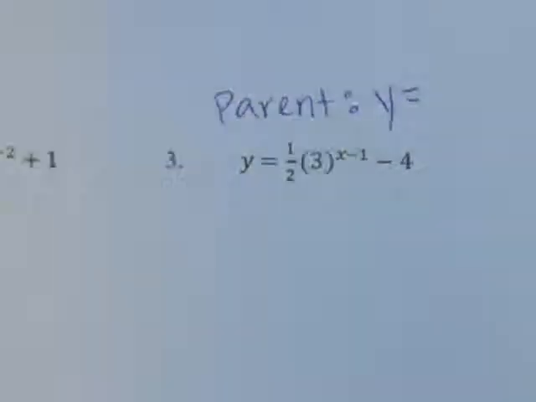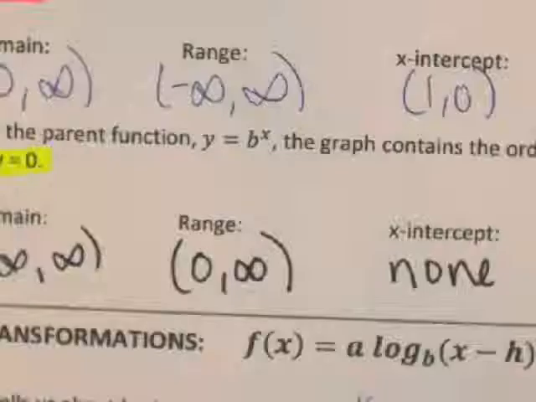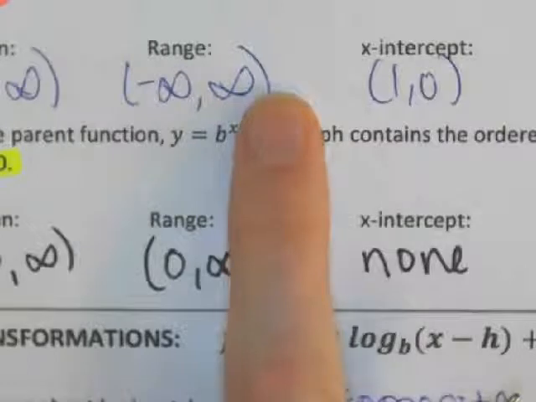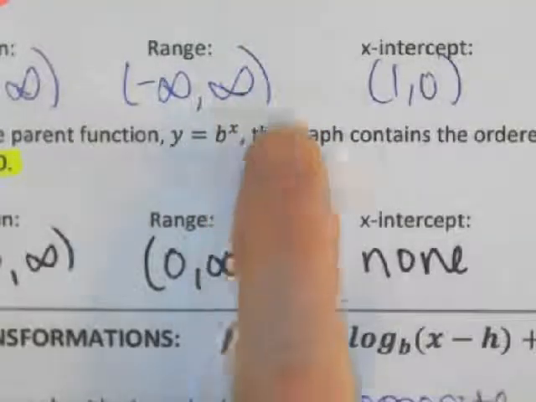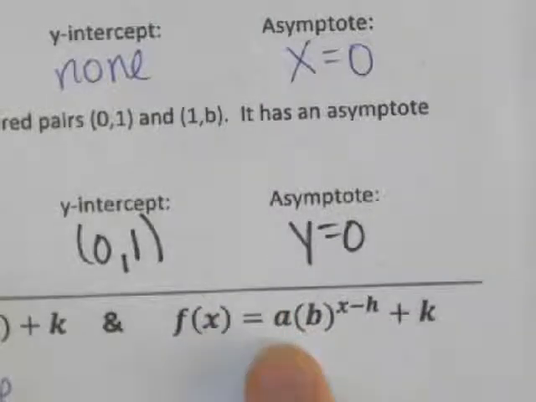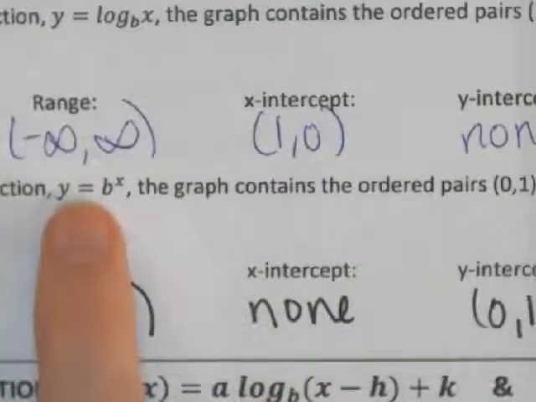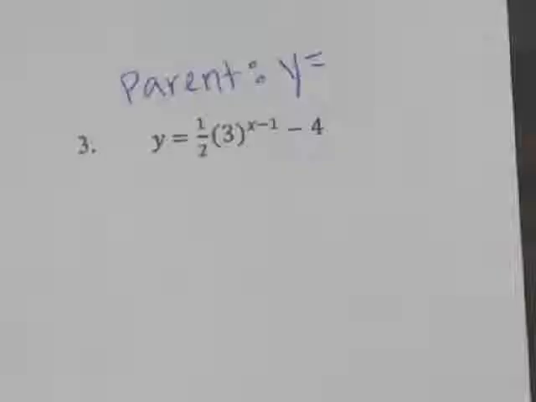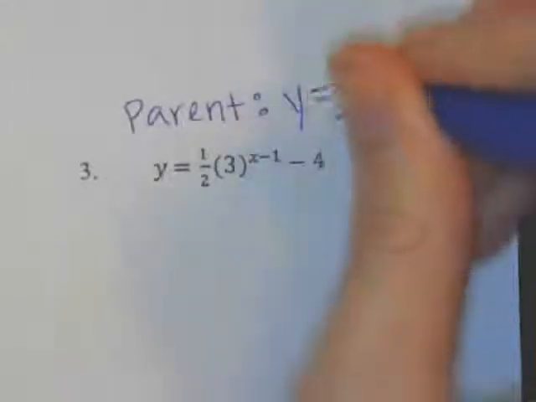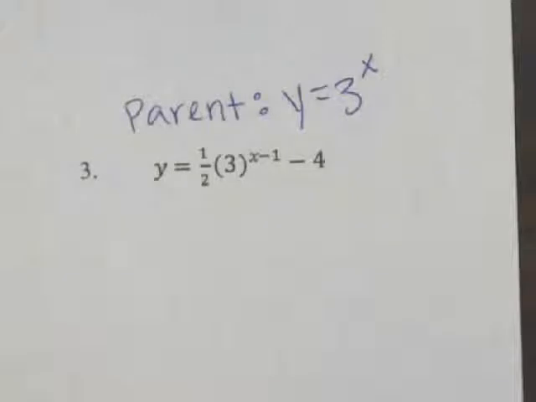Again, look at this one. We said the parent function is just the base to the power of x. The transformation function has the a in front, the h with your exponent, and the k on the outside. So the parent is just the base to the x power. What is the parent of this? 3 to the x power. That's the parent, which means all those other numbers are transformations.